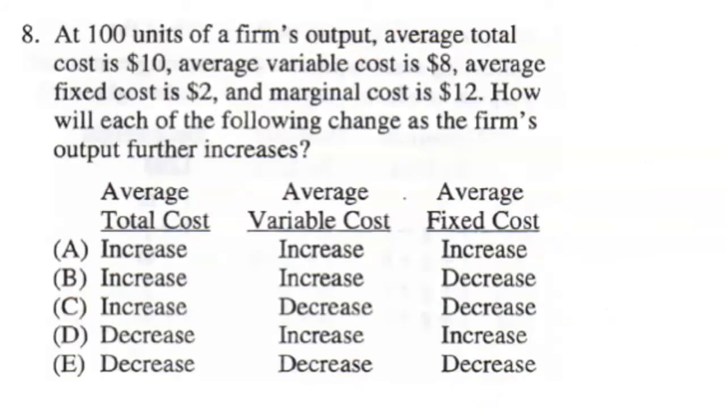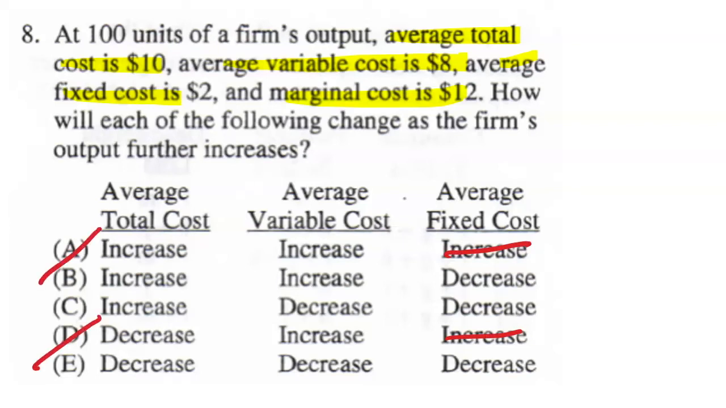Now question number 3, which is question number 8 here. At 100 units, ATC is 10, AVC is 8, AFC is 2, and marginal cost is 12. How will each of the following change as the firm's output further increases? Off the bat, we know that our average fixed cost has to be decreasing, so anything with increasing is automatically incorrect here. So A and D are incorrect.